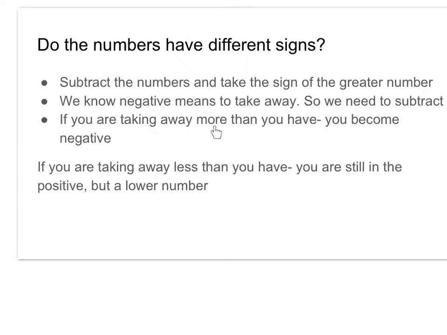If you are taking away more than what you have, you become negative. If you are taking away less than what you have, you are still in the positive, but at a lower number. So if you're taking away more than you have, then your greater number is negative. If you're taking away less than you have, then your greater number is going to be positive.